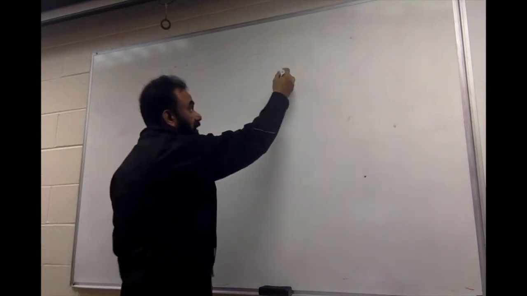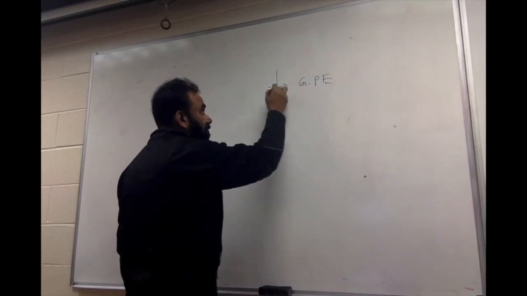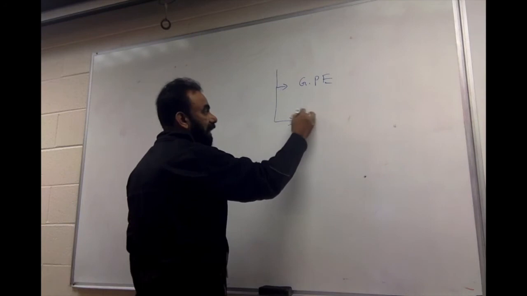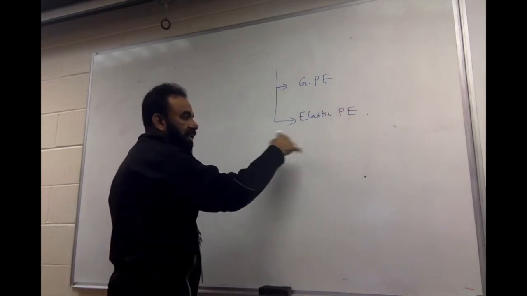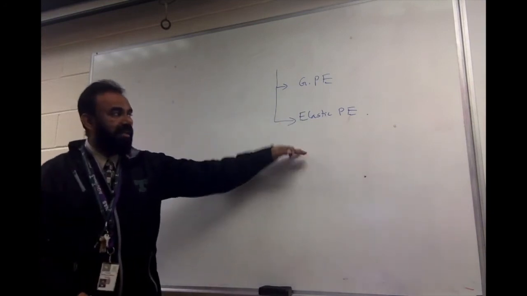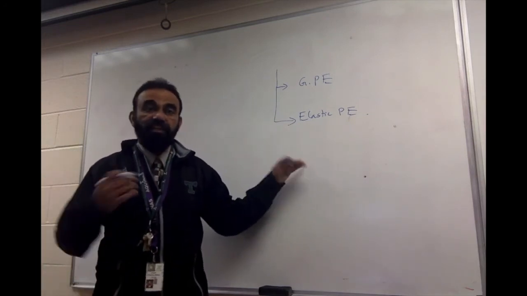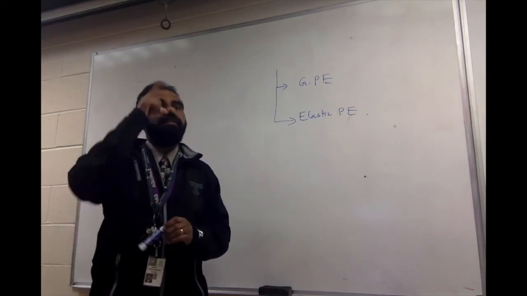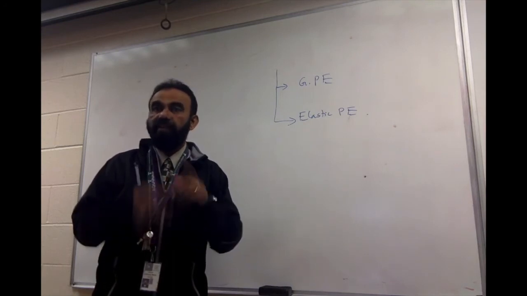Coming to potential energy, I told you there are different kinds of potential energies. GPE, then elastic potential energy, magnetic and other stuff, right? So we're not going into those areas right now. Magnetic, electrical, electromagnetic, all those are energy forms. Light is an electromagnetic energy.